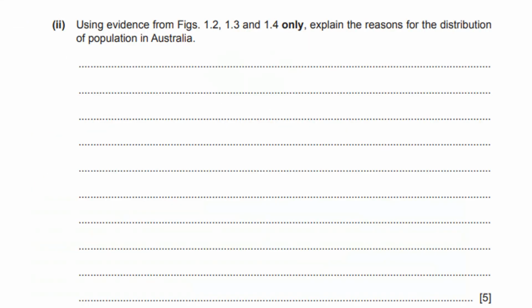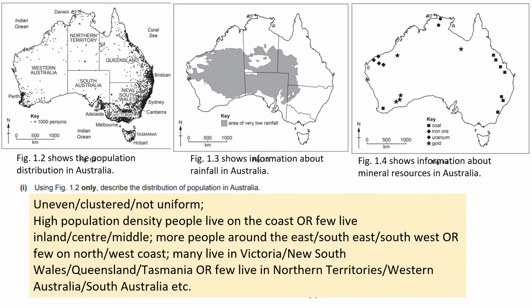Now, we have a 5 mark question here. They said using evidence from figures 1.2, 1.3, and 1.4 only, explain the reasons for the distribution of population in Australia. So, using these figures, explain how and why the population is distributed the way it is in Australia. Now, compare this population distribution with that of 1.3 and 1.4, more like you're doing an overlay. If you look at this, areas that are densely populated have high rainfall.